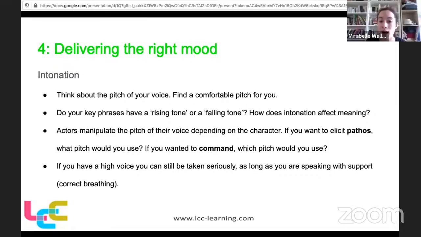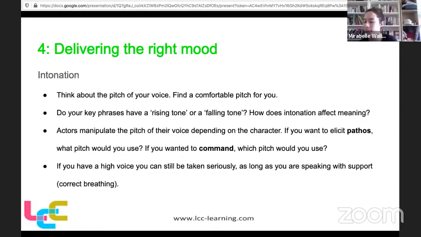If you wanted to command, if you wanted to give people orders, would you tell people what to do when talking like this? Or would you try and sound a bit more deep and forceful when you gave orders? It's up to you to decide, and it depends on what you're trying to say.